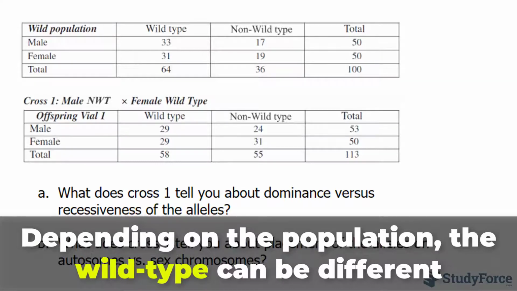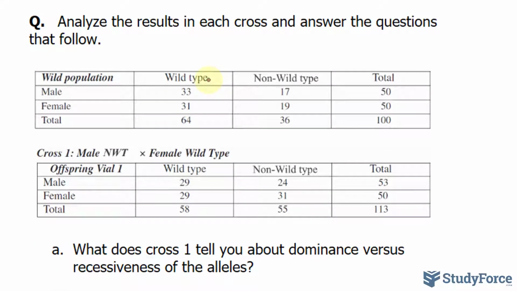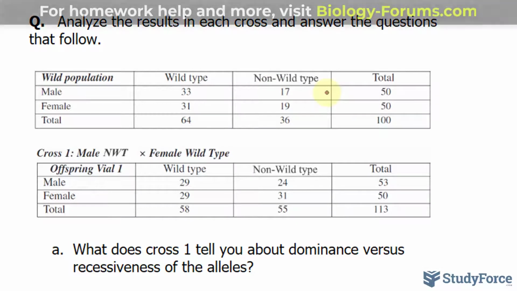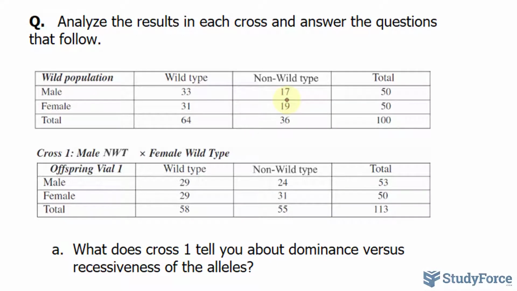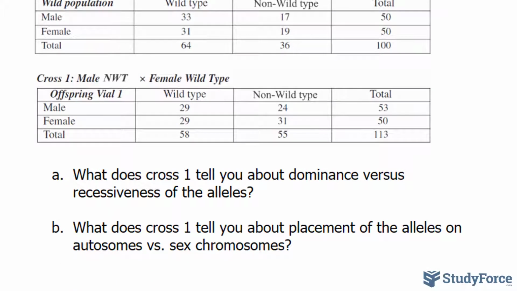So in the population, 33 out of the 50 males have the wild type trait, whereas 17 have the non-wild type trait. Out of the 50 females that were surveyed, 31 have the wild type trait and 19 have the non-wild type trait. And in the total population, 64 out of 100 have the wild type trait and only 36 have the non-wild type trait. So you might be tempted to think right away that the wild type trait is also encoded by the dominant allele. Let's take a look at cross number 1 to determine if that's true.